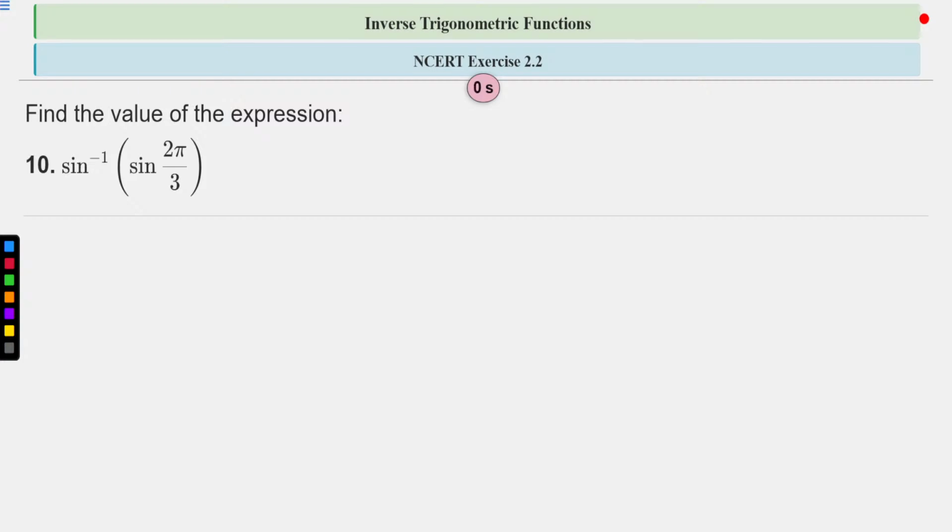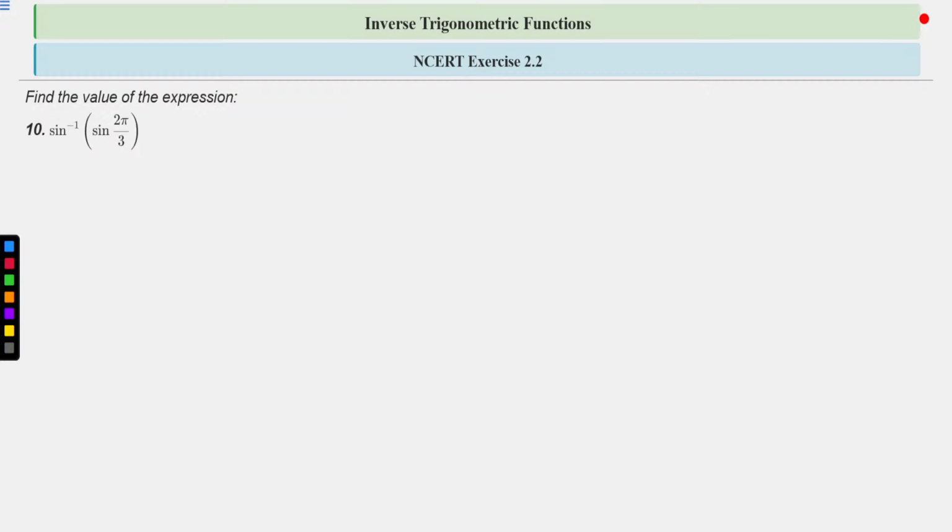Okay, let's move to the solution part. We basically have to find the value of the expression sine inverse sine 2 pi by 3. So the correct answer will be pi by 3. Let us move to the solution part.